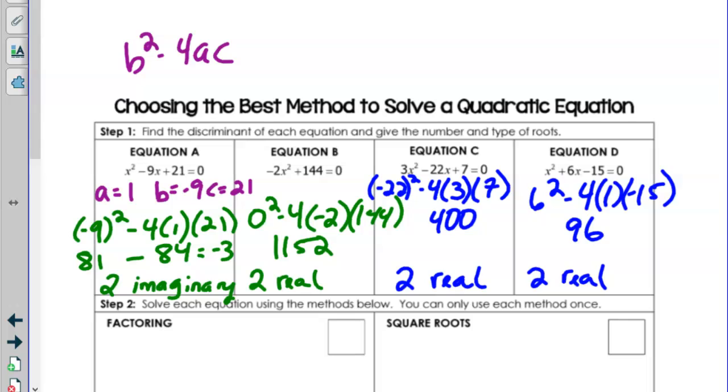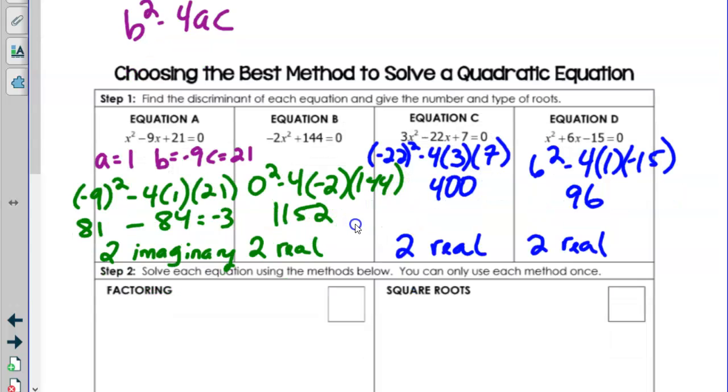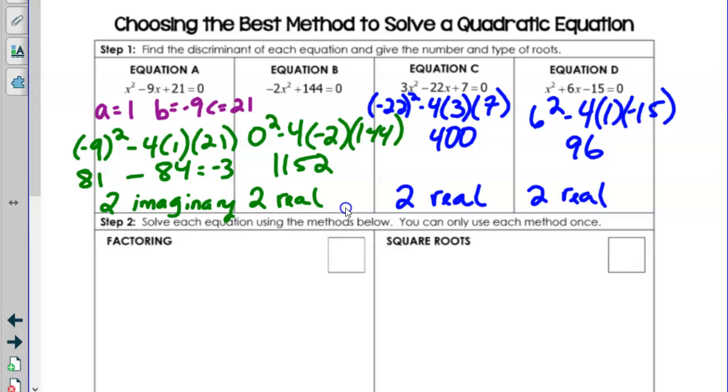Alright, the first thing I'm going to look at when I figure out what I'm going to put where is to find the one that I can do the square root method on. That's very easy to identify. Which one am I going to do the square root method on? B, because there's no center term. So this would be B.